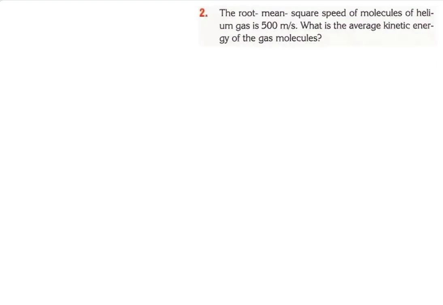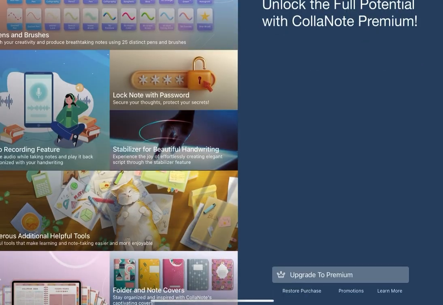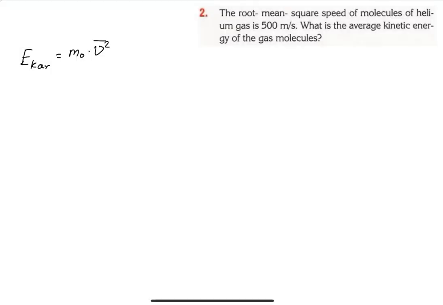Question 2. The root mean square speed of molecules of helium gas is 500 meters per second. What is the average kinetic energy of the gas molecules? So for gas molecules, the average kinetic energy is equal to the mass of one molecule times the average velocity squared over 2.